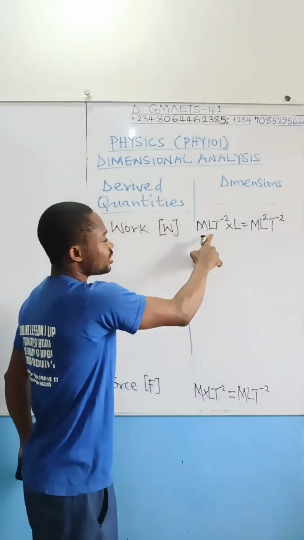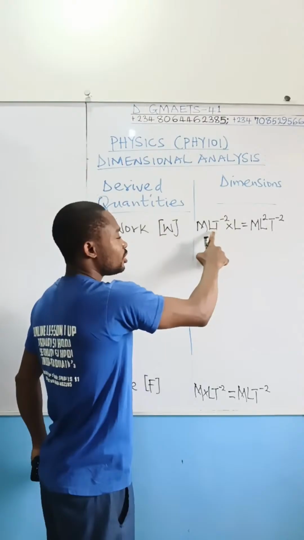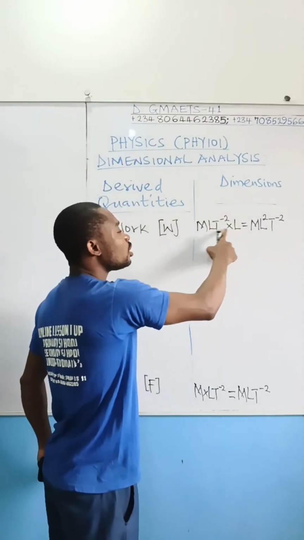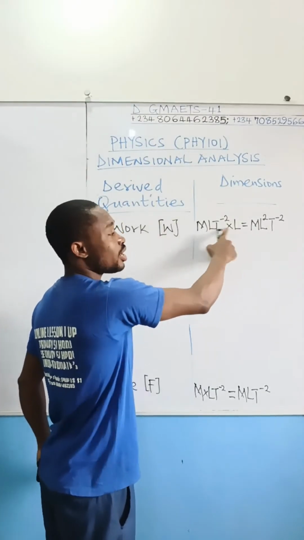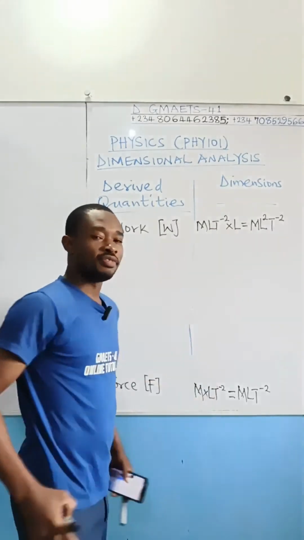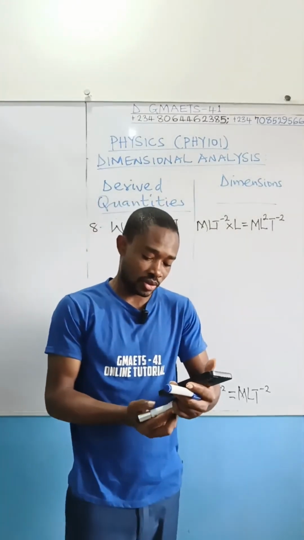You can see that this is L times L. You can only make use of one symbol at a time, so for this LL, pick one of them and add their powers.